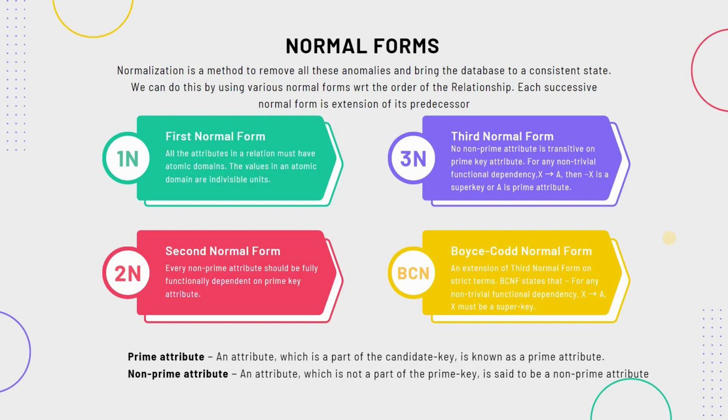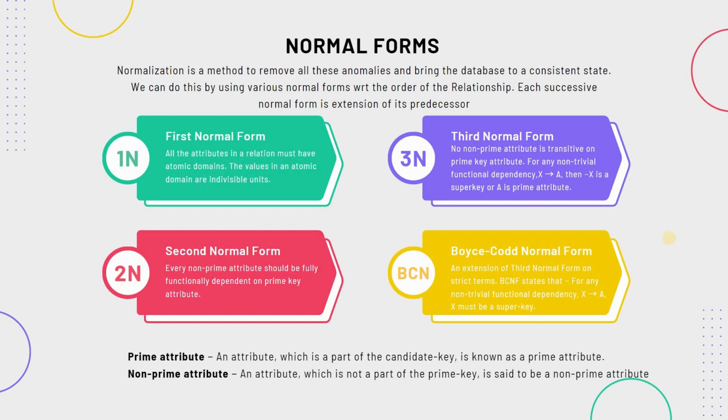Second normal form follows first normal form, but here every non-prime attribute should be functionally dependent on the prime attribute. Third normal form follows second normal form, but here non-prime attributes are non-transitive to the prime key attribute. For any non-trivial functional dependency, if X is a non-prime attribute and A is a prime attribute, then X is a super key or A is a prime attribute.